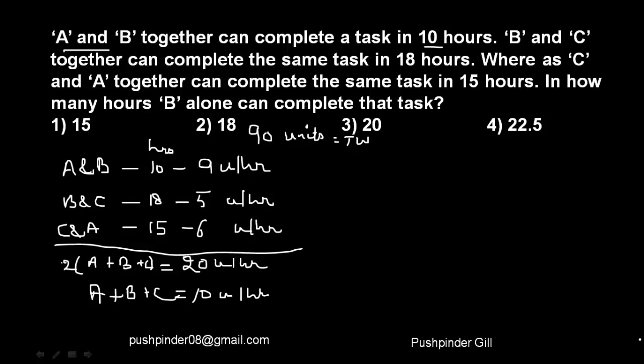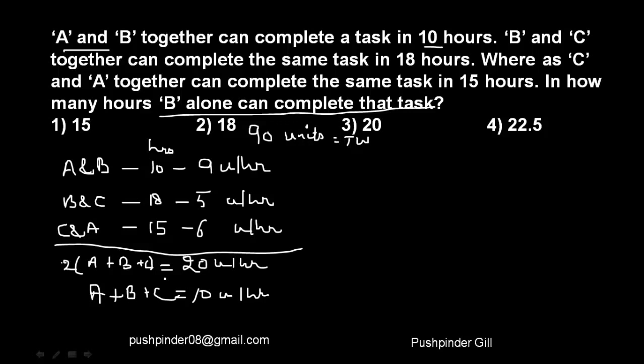Now what we have to find? We have to find in how many hours B alone can complete that task. For that, we need how many units B alone can finish. Now if you look carefully over here, A and B finish 9 units every hour, and A, B, and C finish 10 units every hour. So where is this extra unit coming from?